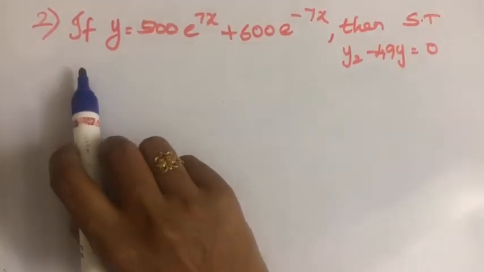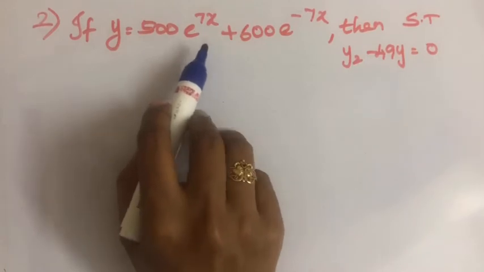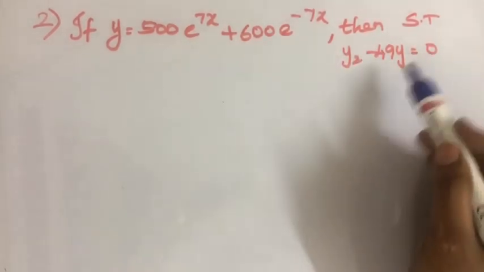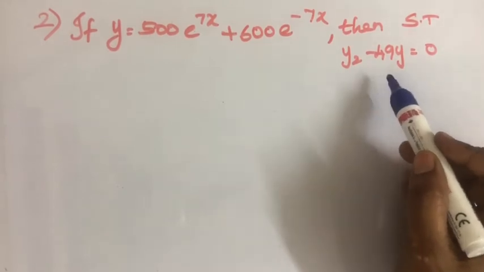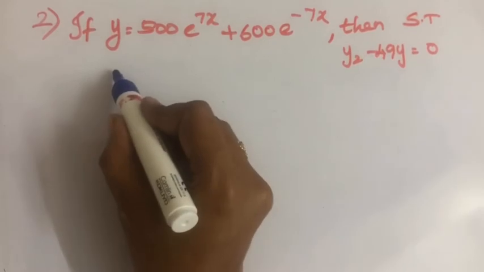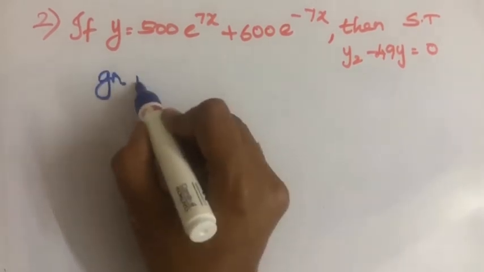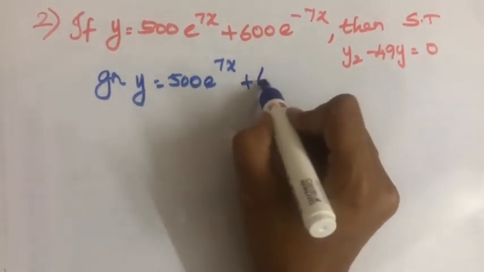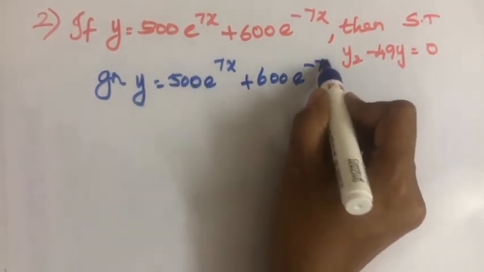Second problem, if y is equal to 500 e power 7x plus 600 e power minus 7x, then show that y2 minus 49y is equal to 0. So first it's given that y is equal to 500 e power 7x plus 600 e power minus 7x.